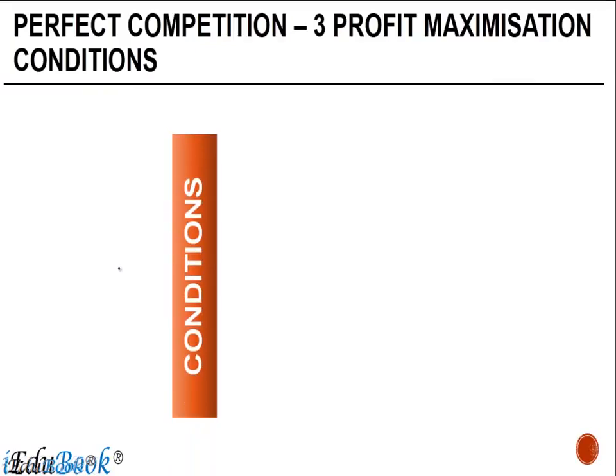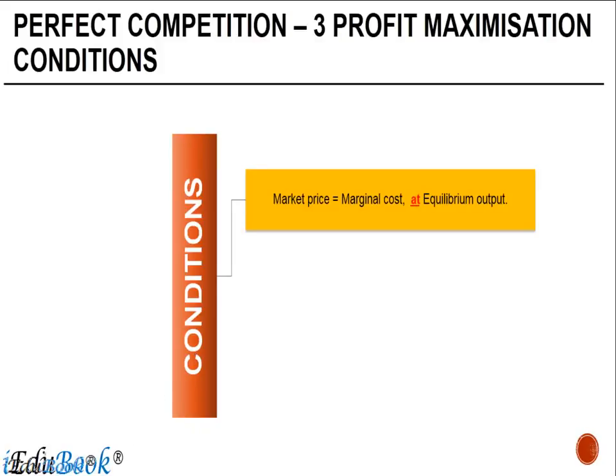So what are these three conditions? The first condition is that the market price is equal to the marginal cost at equilibrium output. Simply speaking, what this means is that the price at which the commodity is sold should be equal to the marginal cost. We understand what marginal cost is, so I'm not getting into the explanation. At what point? At the equilibrium output. And this is the output at which the profits of the producer are maximum.